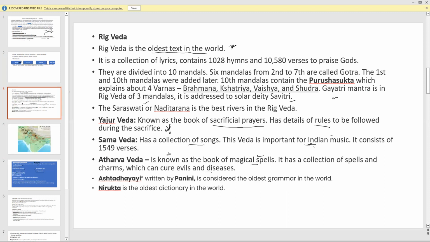So our texts are so important. They all have different types of information. Yes, Nirukta, the oldest dictionary in the world, is from that time. The Aryans were so knowledgeable that they wrote such Vedas, and we still follow them. So coming back to our topic, that is why we call the Rig Veda the epic age, where people prevailed and started living this particular life.